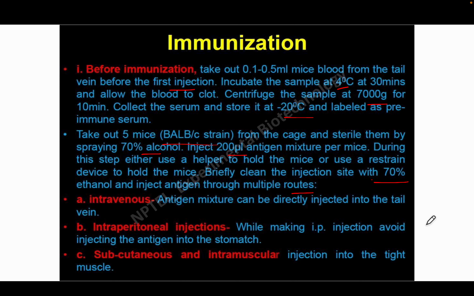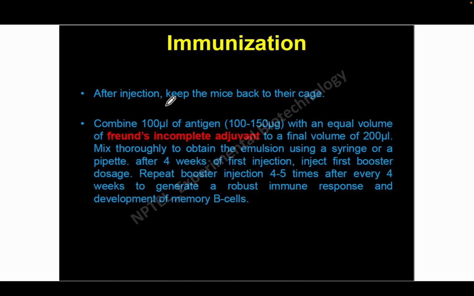Okay. So those routes can be intravenous. Antigen mixture can be directly injected into the tail vein. Intraperitoneal injections. While making injection, avoid injecting the antigen into the stomach. Okay. Subcutaneous and intramuscular. So you have to know all this process. So you can inject intravenously, you can inject intraperitoneally, you can do subcutaneous and intramuscular injection into the thigh muscle. After injection, keep the mice back to their cage, obviously.